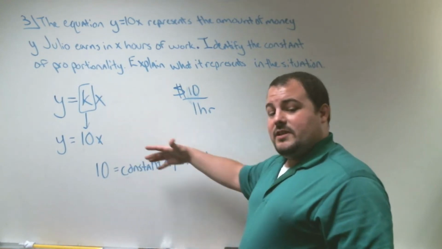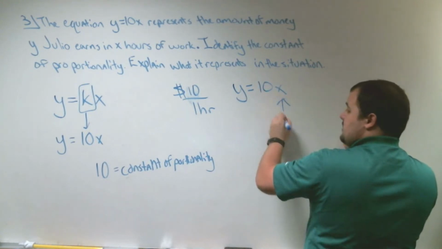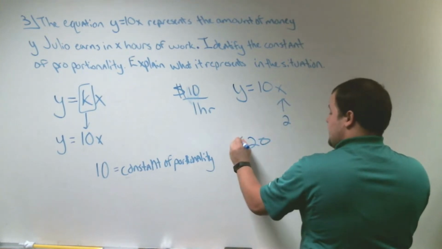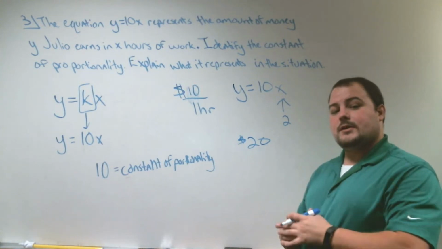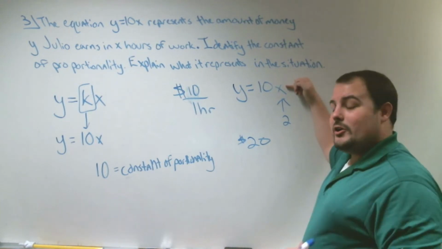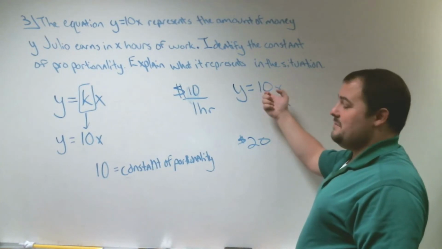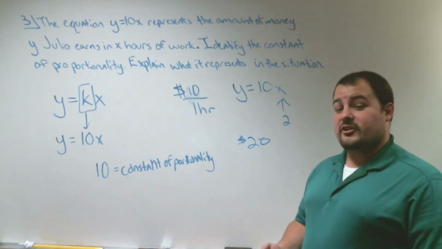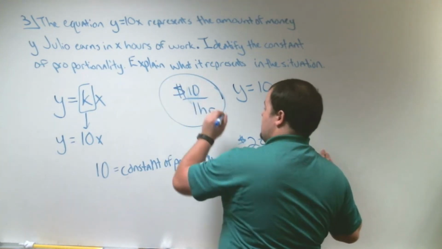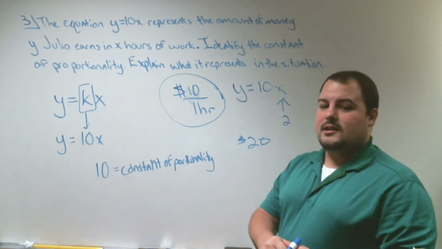Now, the idea of this is, if we have the equation y equals 10x, and we were to plug a number in, like maybe 2, if he worked 2 hours, 2 times 10, he would make $20. So whenever you have an equation, that's where you can plug something in and get something out. You could put any number in here and figure out what he's going to make at the very end of the problem. So I could say, what if he worked 100 hours? I put 100 in for x, 100 times 10, that's $1,000. So if he worked 100 hours, he would make $1,000. So this right here is what this is telling us, though. Our constant of proportionality is telling us, since it's in the spot of k, that he makes $10 in 1 hour.